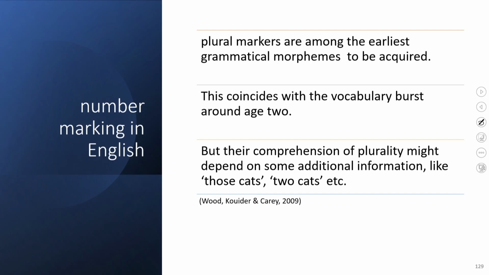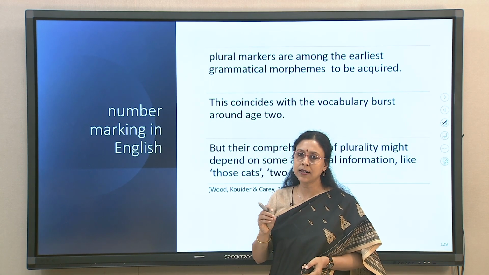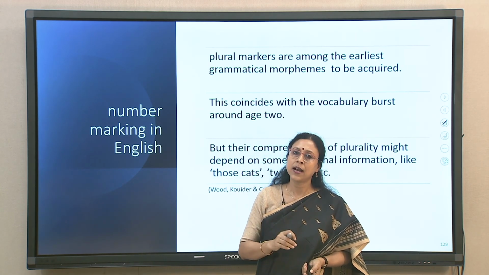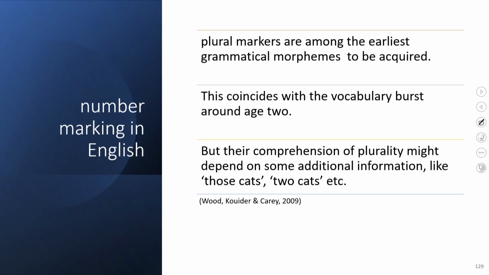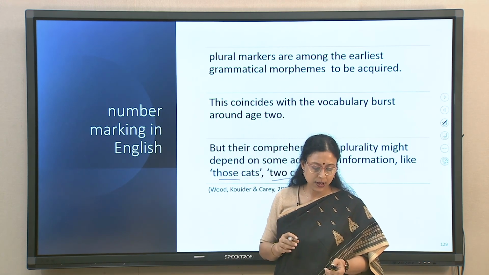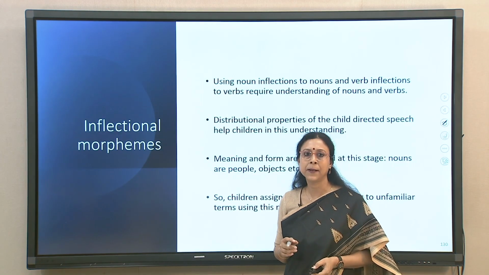Number marking, again in English. Plural markers are among the earliest grammatical morphemes to be acquired, and this coincides with the vocabulary burst around age 2, but their comprehension of plurality again takes a bit of time. They start using it just like the determiner or the preposition, but for them to understand plurality, the concept often depends on additional information in the phrase, for example, "those cats" or "2 cats". Only "cats" is apparently not very helpful for them to get the aspect of plurality clearly.